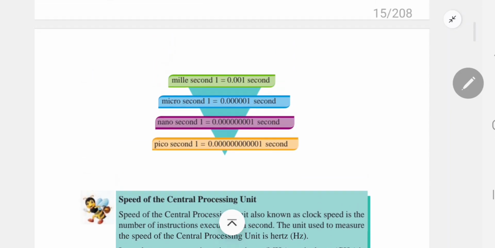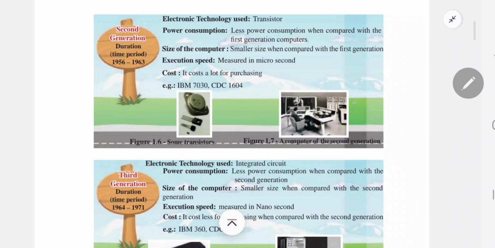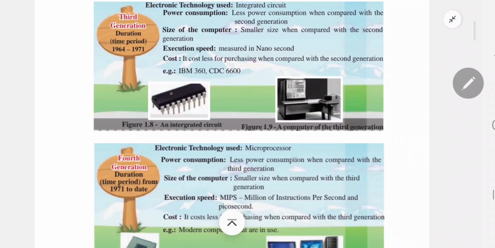The second generation used transistors. These computers were smaller, faster, and used less power than the first generation, but they were still expensive. The third generation used integrated circuits. This made computers even smaller, faster, cheaper, and more efficient.